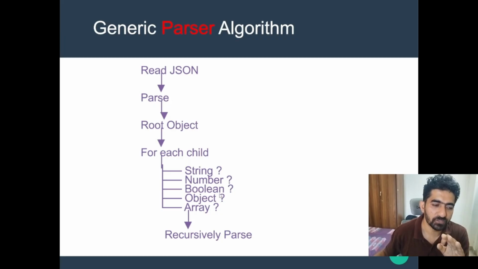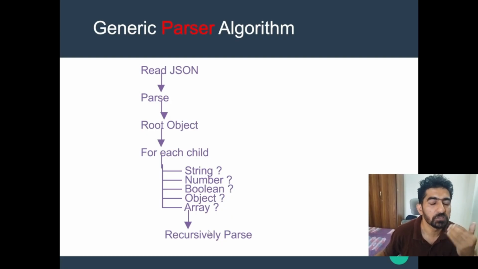Okay, and we have string, number, boolean, object, and array. So these all are the types of the data which we are having in the key value field. Like we don't know whether it is string, whether it is number, what is the boolean, whether it is an object, that is a recursive object, or an array. So for that, we'll see all these things and we'll recursively parse it one by one.